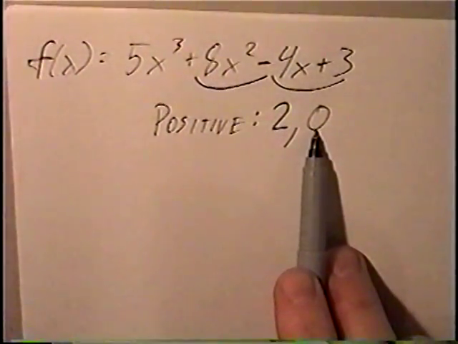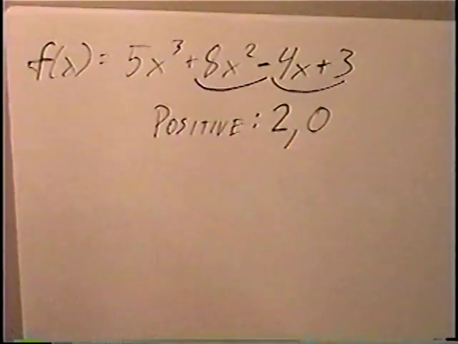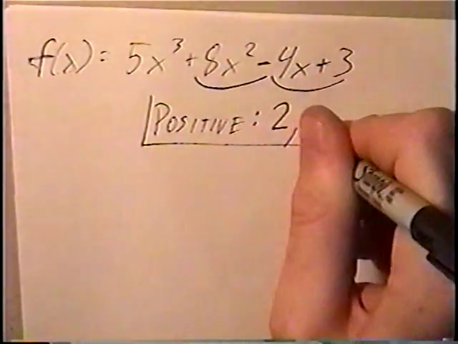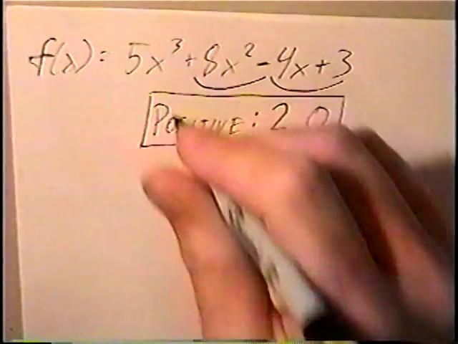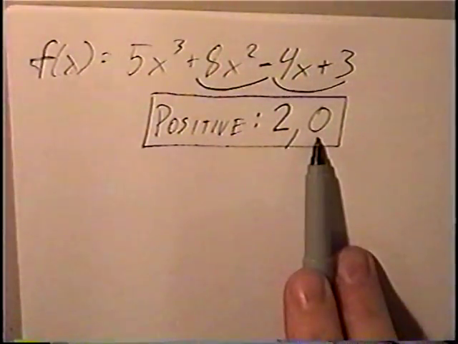We'll always end at 0 unless it's an odd number that will end at 1. But the first part of the answer, how many positive solutions could there be, or positive zeros? There could be 2, or there could be 0.